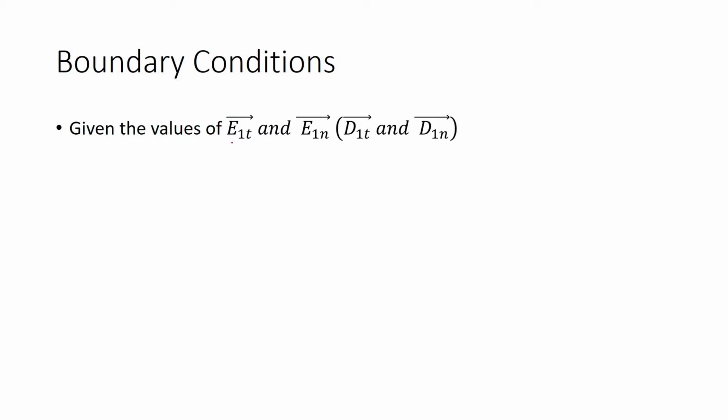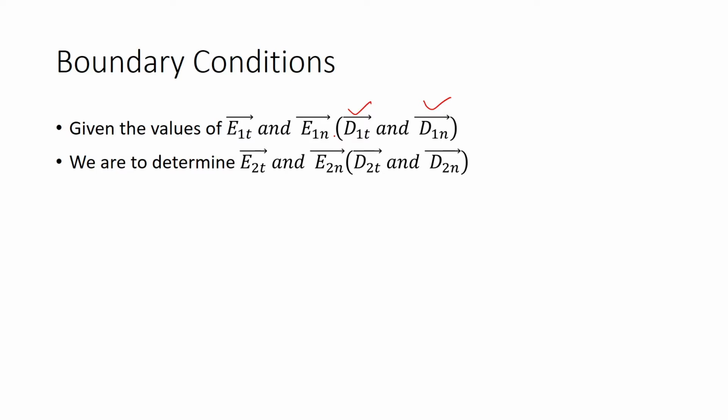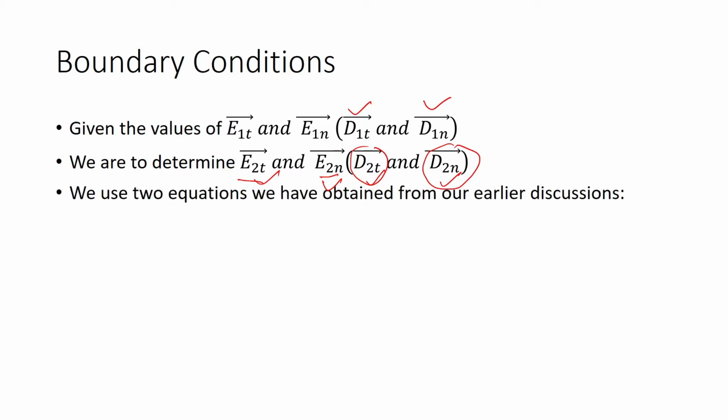If the values of E1t and E1n are given, then by definition, the values of D1t and D1n are given. Right? We have to determine the values of E2t and E2n or D2t and D2n. That is, if you can determine E2t, then you have D2t, and if you determine E2n, then you have the value of D2n, and vice versa. To do this, we use the equations we have seen in our earlier discussions.